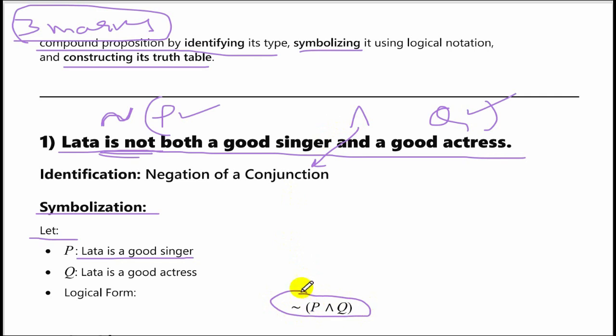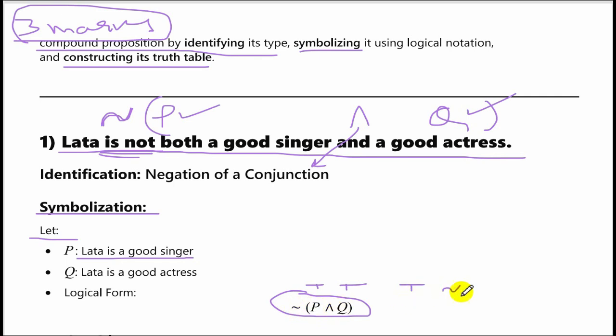Okay, so this is our logical form. This is our symbolization. I have already explained how to make a truth table of it. In P and Q, I'll just make it very short. In P and Q, both need to be true for the result to be true. Otherwise, it's false. Okay. Now, and then we negate this.